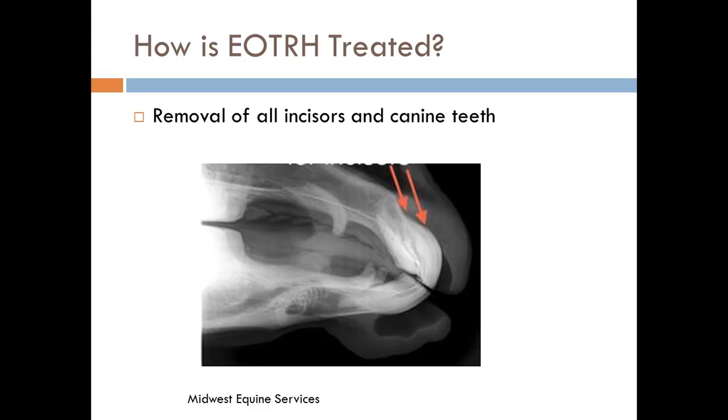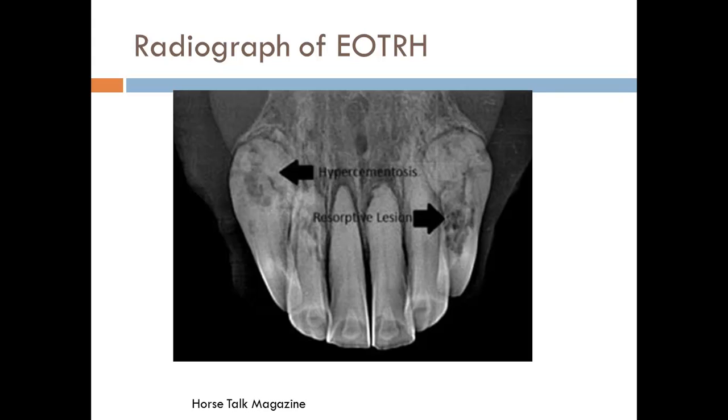In this radiograph, observe where the red arrows are pointing. This area has lost the bony support to the incisors. Teeth like this will become loose and painful, and then you'll often see the hypercementosis coming in, and you'll get that bulbous appearance to try and stabilize the teeth. This radiograph summarizes the entire component of EOTRH. Hypercementosis and resorptive lesions can be seen.